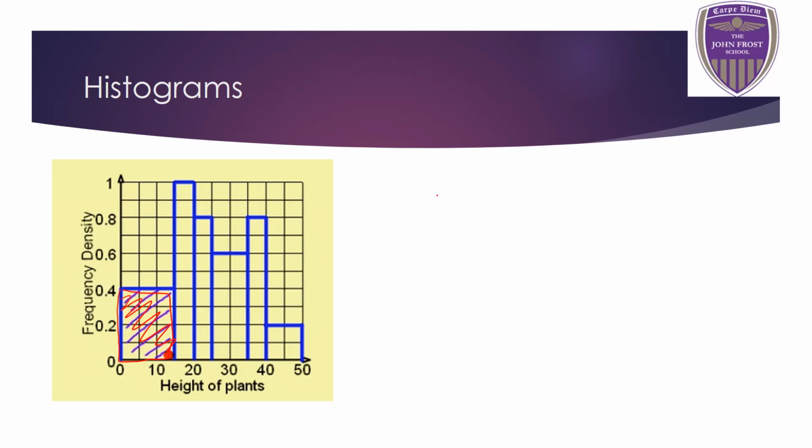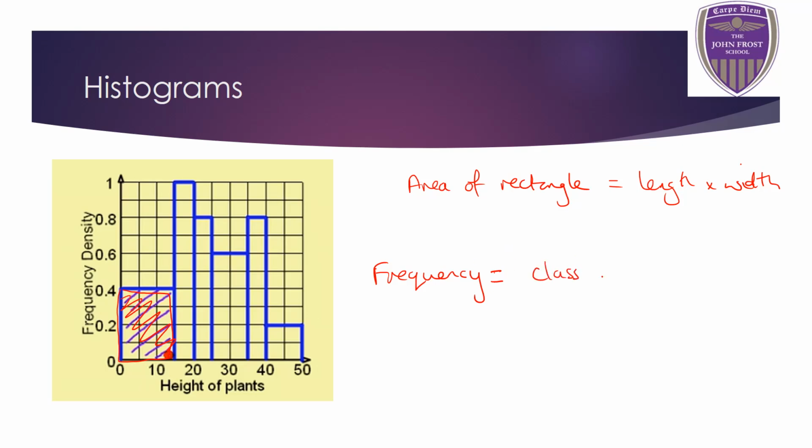Okay, which is why we looked at it in the starter. Okay, so we know the area of a rectangle is just length times by width. So in this case, if we want to work out the frequency, then the frequency is the length by the width. Well, the length here, look, is the class interval. That's the width of the group, isn't it?